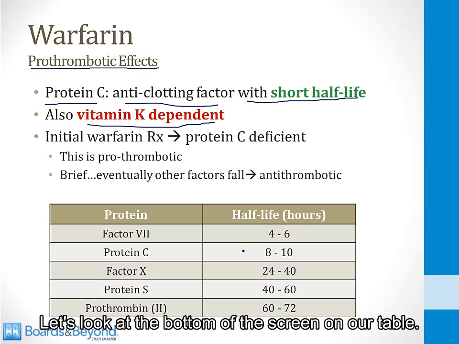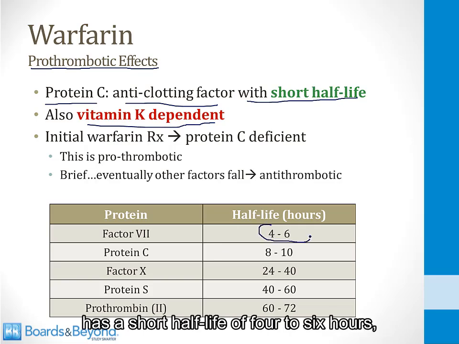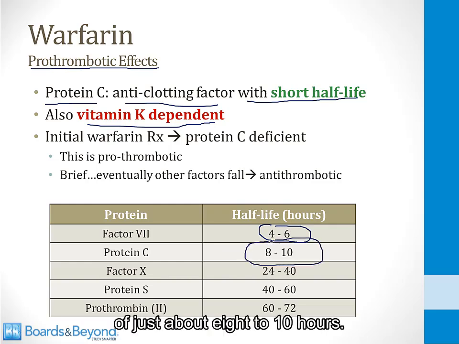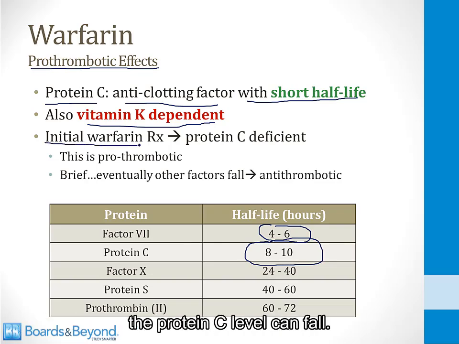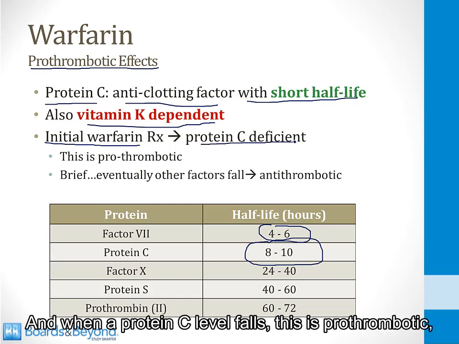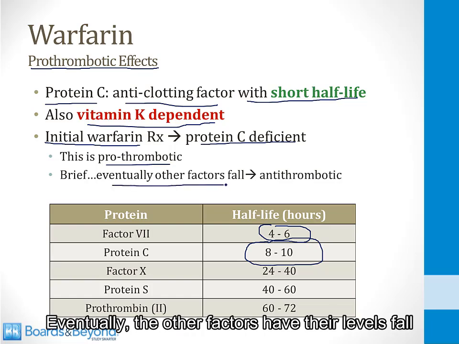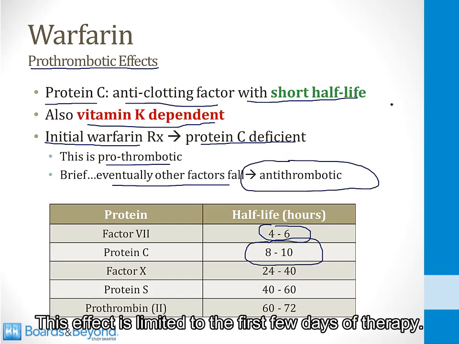Let's look at the bottom of the screen on our table again. I told you that factor 7 has a short half-life of 4 to 6 hours, but protein C also has a short half-life of just about 8 to 10 hours. What this means is when you initiate warfarin therapy, the protein C level can fall, and when the protein C level falls, this is prothrombotic, and it briefly creates a prothrombotic state. Eventually, the other factors have their levels fall, and warfarin's effect overall is antithrombotic. This effect is limited to the first few days of therapy.